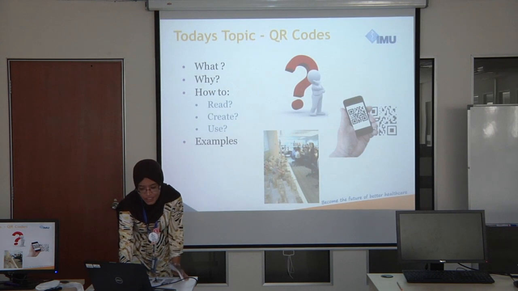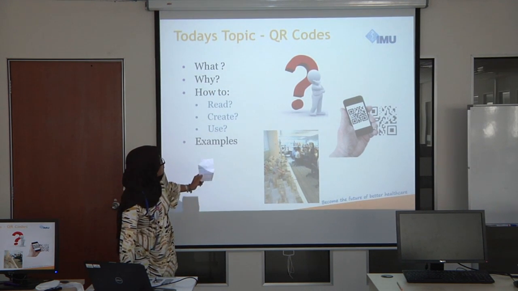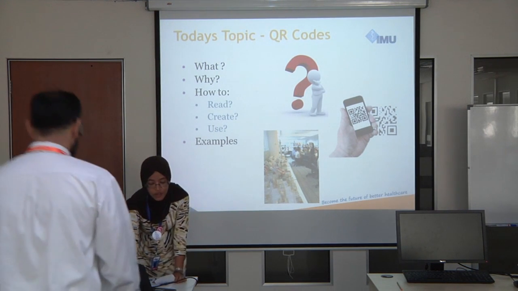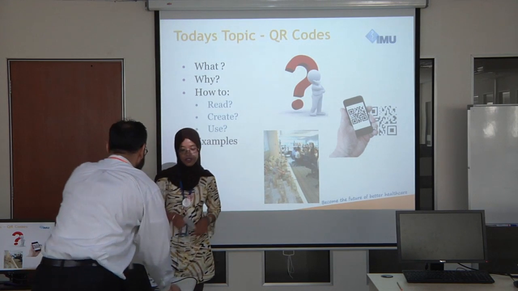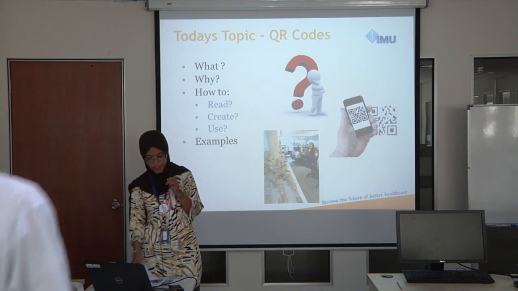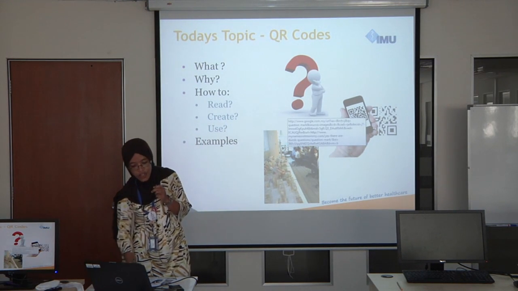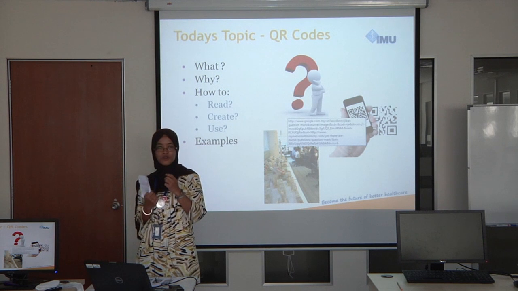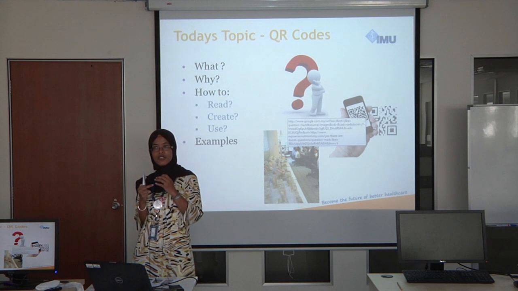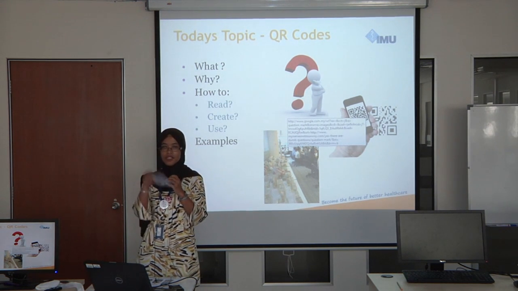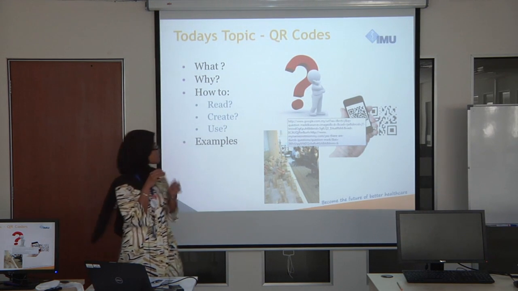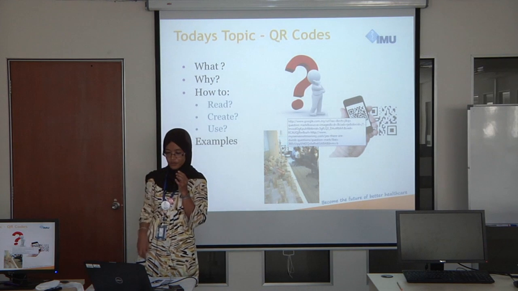These are the subtopics we're going to cover: what, why, how to read, create and use, and I'm going to give you examples of how I have used QR codes in a museum. So what is a QR code? It stands for Quick Response Code. It's actually an advanced version of the barcode. I think everyone knows what a barcode is, the one with the lines. A QR code is a square thing with some patterns, like that one there. So that's a QR code, right?